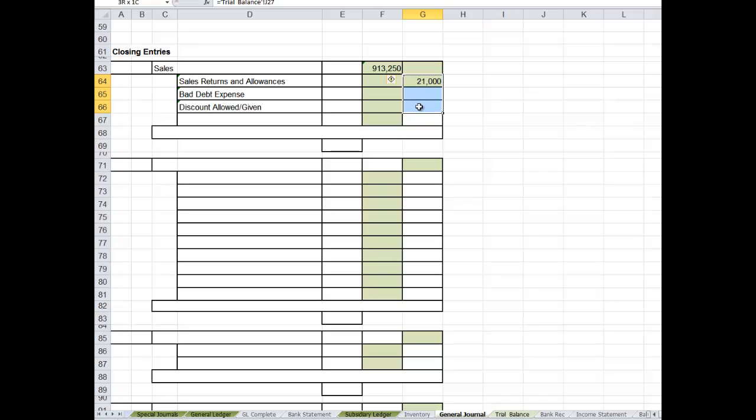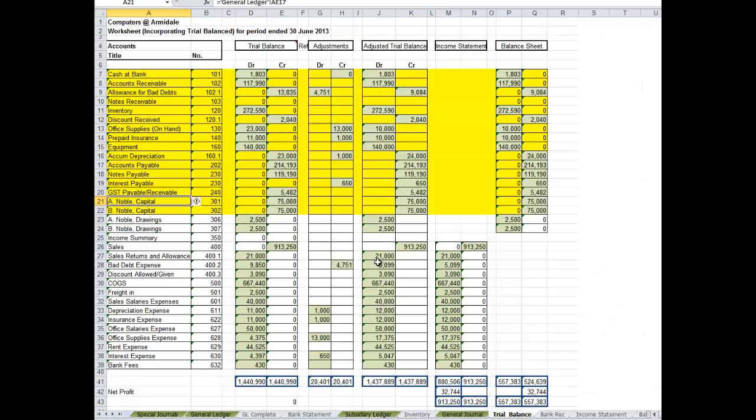These items, their normal balance is a debit, so to empty them out, we make them a credit. So again, we see the normal balance is a debit. If we want to make these zero, we empty them out. Sorry, let me take that back again. The normal balance is a debit. To empty them out, we've got to put a credit in there so that it becomes empty.